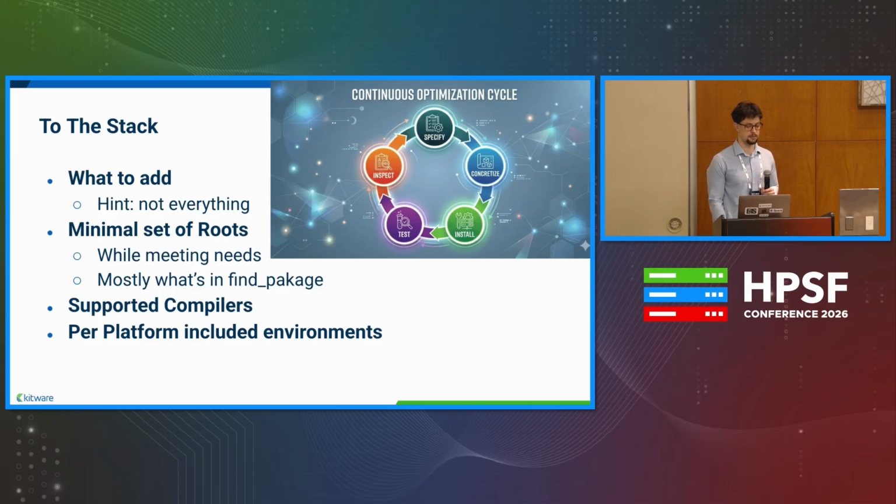If you can't, go back to step one, look at your specifications. Did you overspecify, underspecify? Do you need more things in your stack? Do you need fewer things? Do you need to be a little bit tighter about your compiler restriction? Do you need to have more platform specifics? Do you need to add an external?